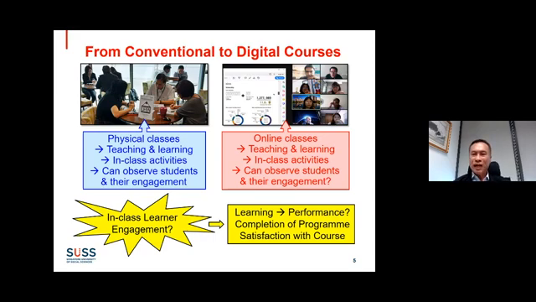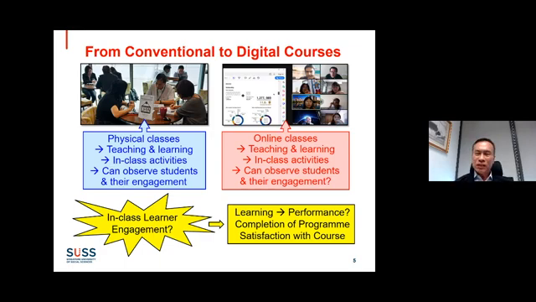If you have a virtual class, one common perception is that it's very difficult to observe learner engagement or student engagement, because all my students are behind their screens and I actually do not know what they are doing. And that is true. A student can be staring at the camera in the laptop and yet be reading emails or playing computer games. So how do we observe student engagement? How do we assess student engagement?